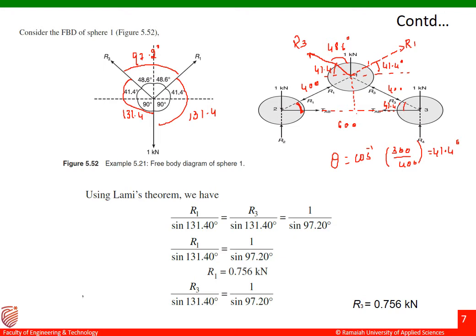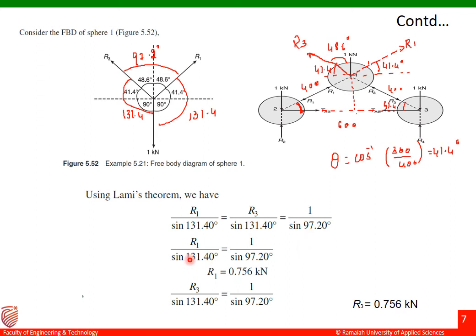Now we can apply Lami's theorem here. So using Lami's theorem, we have R1 divided by sine 131.4 degrees is equal to R3 divided by sine 131.4 degrees is equal to 1. Okay, what is that 1? The weight of sphere 1. That is 1 kilonewton divided by sine 97.2 degrees. So there are two unknowns here, R1 and R3. We can find out these two unknowns by using this expression there.